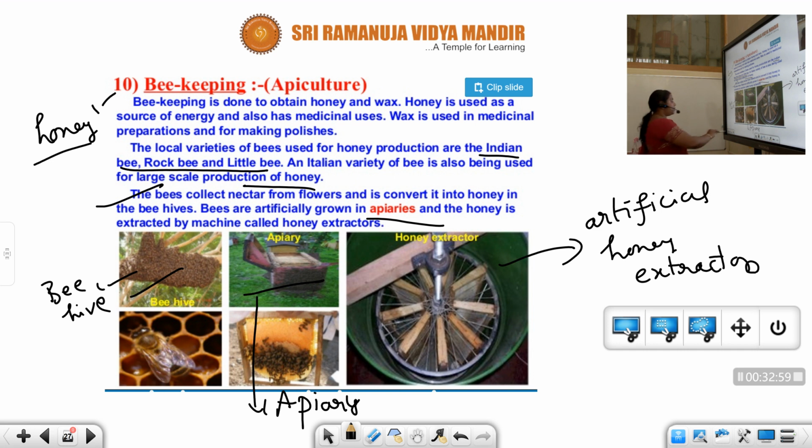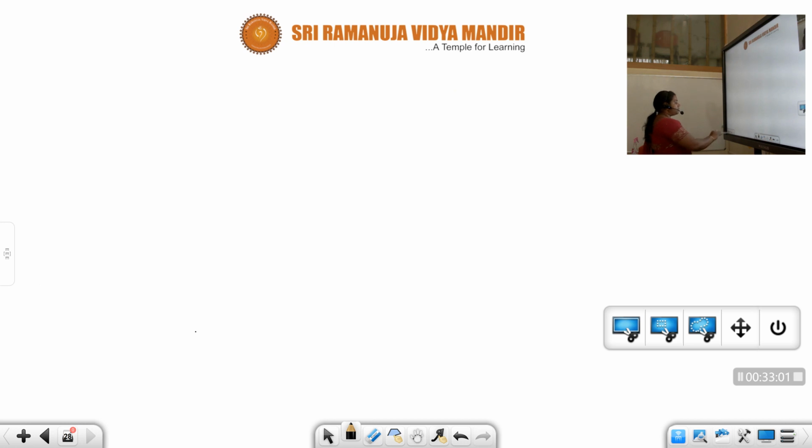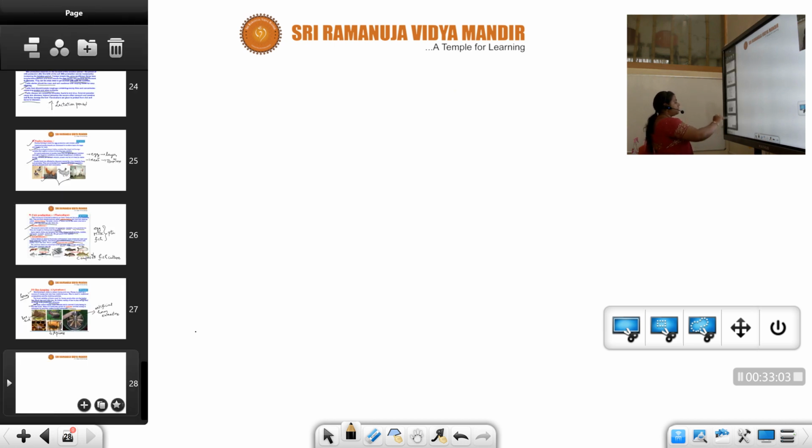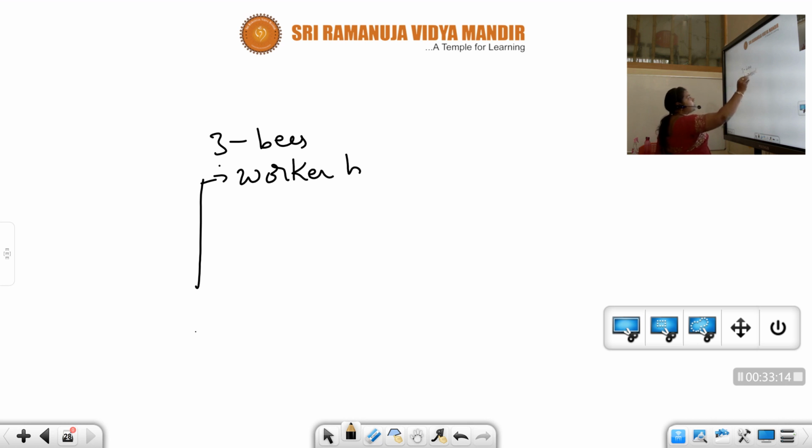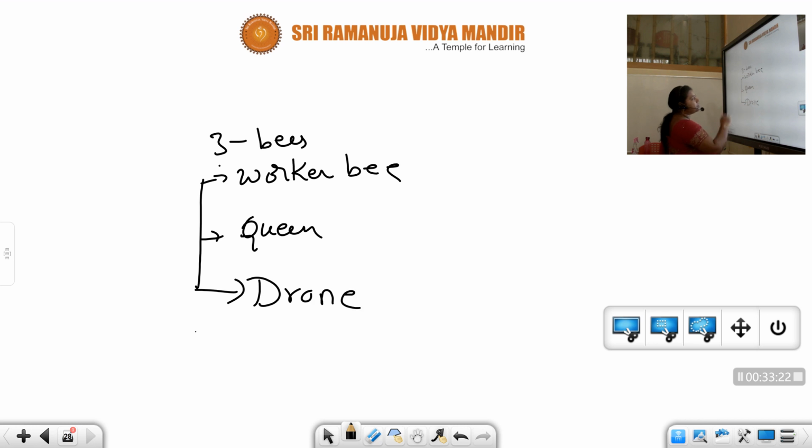So students, in the beehive there are 3 types of bees present. The first one is the worker bee, and the queen bee, and the drone bee. There are 3 types of bees present.